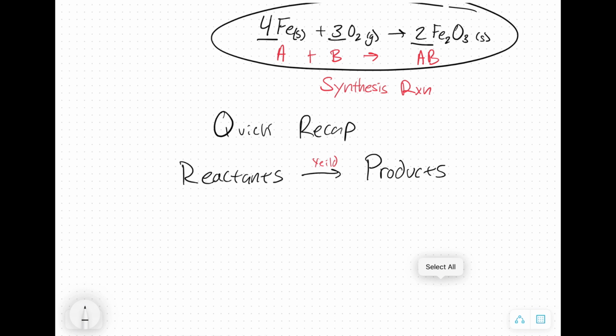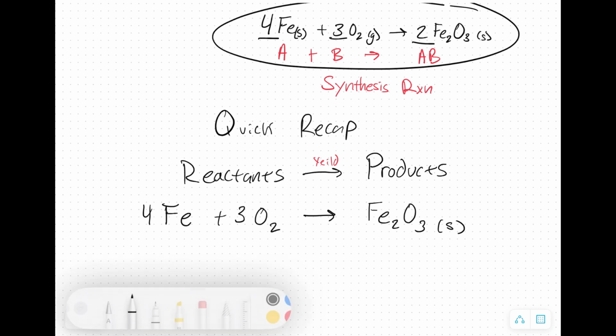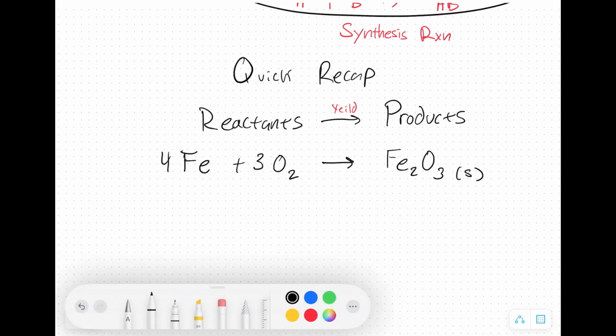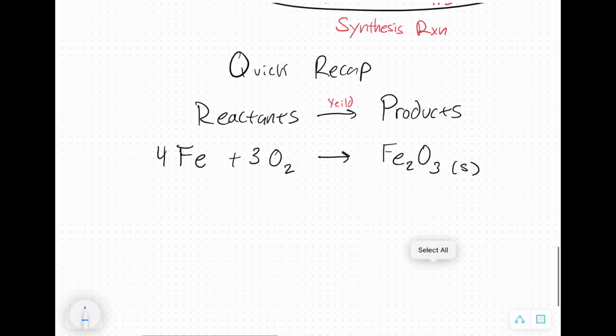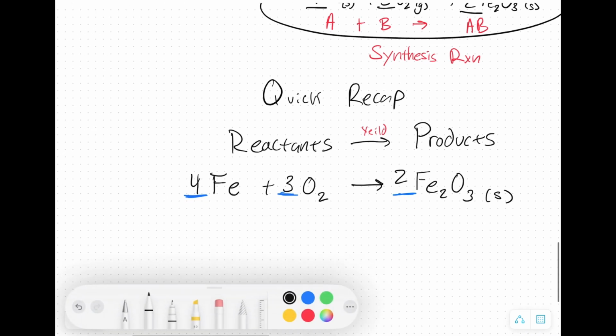The example we did, our reactants were Fe and O2, and those yielded our products. This Fe2O3, what we call iron oxide. So reactants, we already talked about what those are. We have these things that I'll do in blue. These numbers we put in the front, we call these our coefficients.